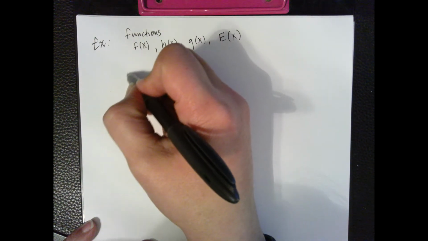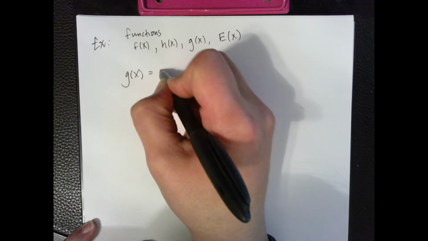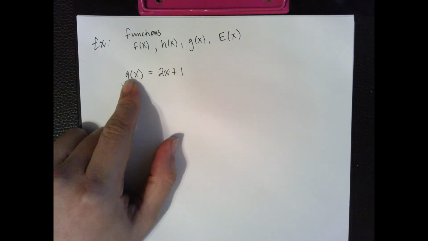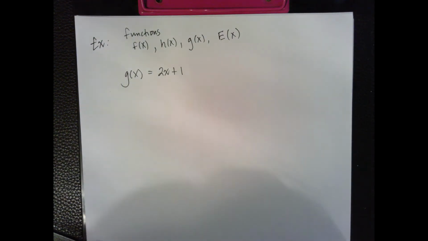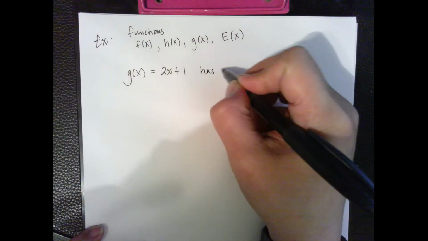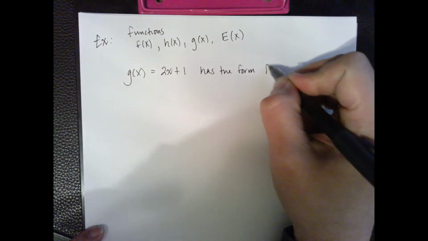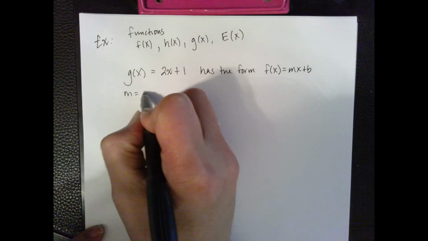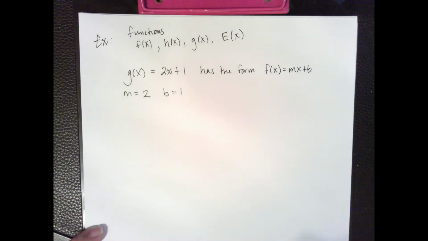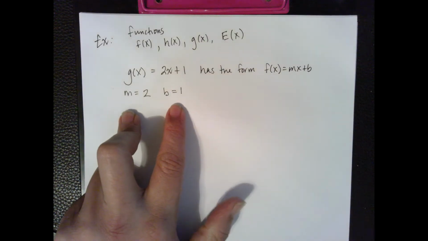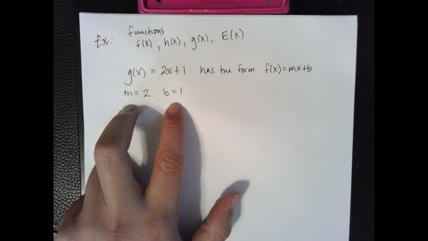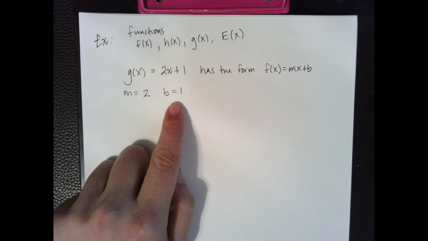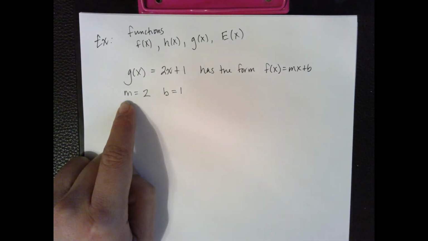So let's say I have a function g of x equals 2x plus 1. We just saw the graph of this. We didn't call it f of x, but g of x is still okay. So this has the form f of x equals mx plus b. Here m equals 2 and b equals 1. These are important pieces of information that we're going to need to be identifying. We'll talk more about b here in a few minutes. We'll talk more about m in the next section.